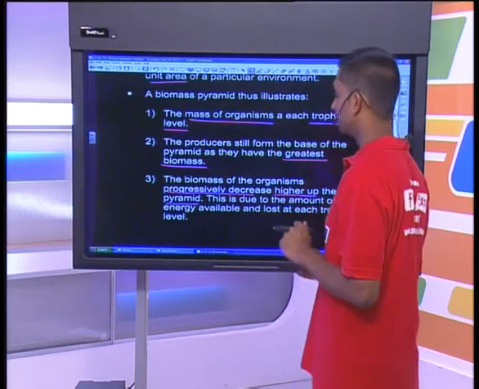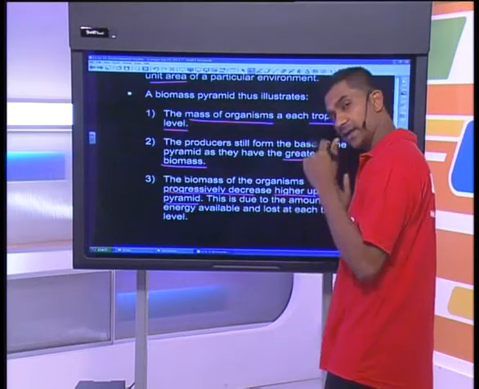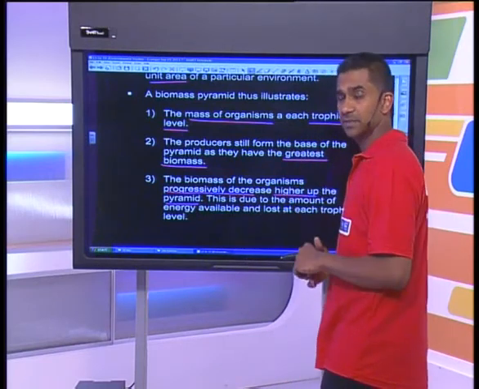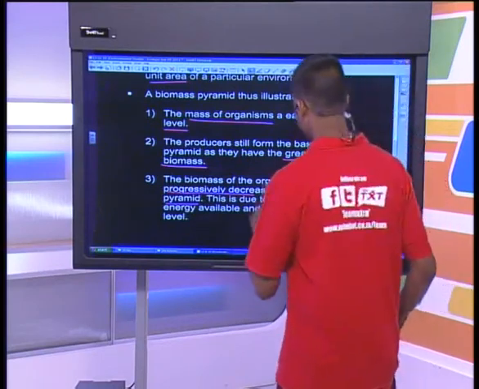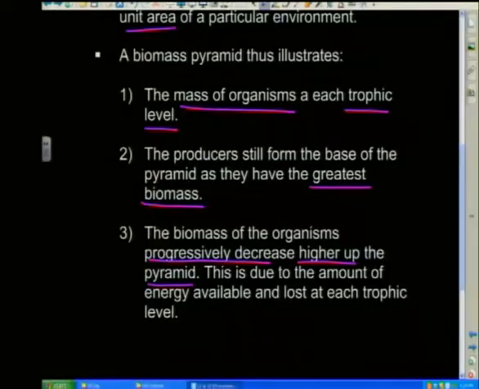Here we're looking at the biomass pyramid, and we'd see that as we go up the biomass pyramid, the amount of biomass gradually decreases. And this is definitely due to the amount of energy being available at each trophic level, and lots of it is lost to the environment as heat as well as through excretion.